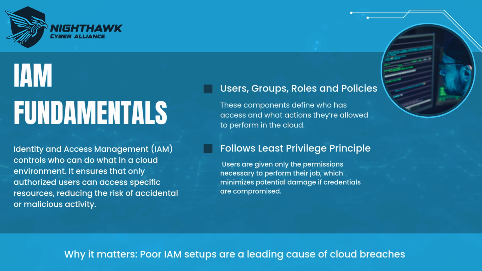Identity and Access Management, IAM, is one of the most powerful tools in cloud security because it determines who has access to what resources and what they're allowed to do with them. IAM controls are built on users, groups, roles, and policies, and when configured properly, they allow for precise control over every cloud asset. For instance, a developer might have access to upload code but not modify billing settings. IAM supports the principle of least privilege, which means users are granted only the permissions necessary to perform their job and nothing more. This limits the damage if credentials are compromised or if an insider misuses access.